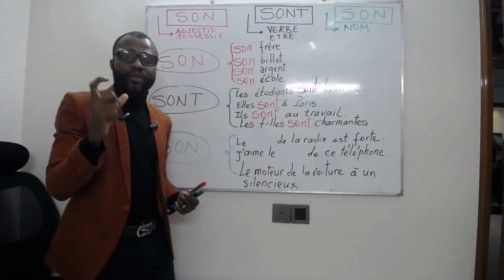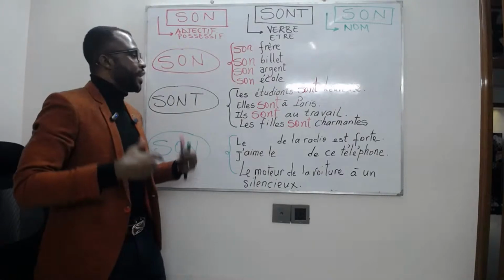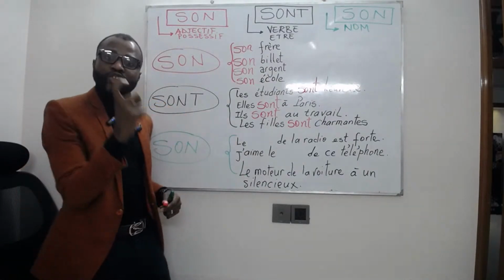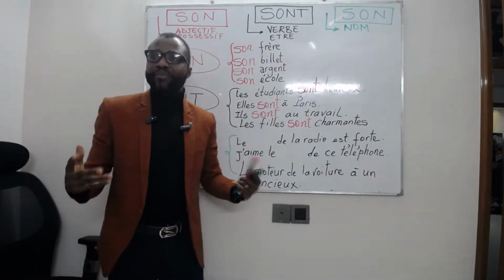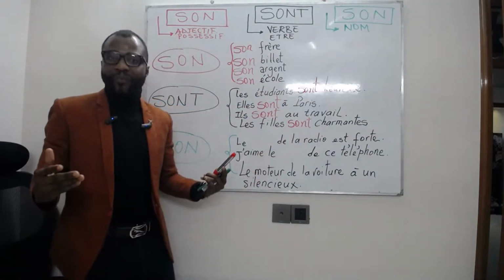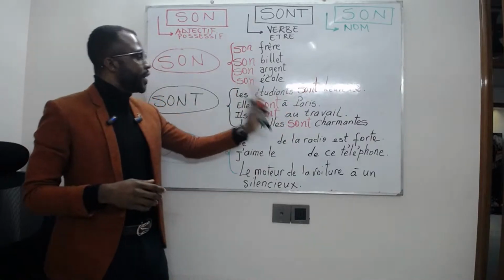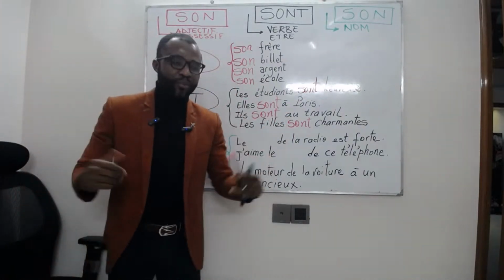So this sont is used as a verb. They are beautiful. Ils sont au travail. So this sont represents the verb. They are at work. Les étudiants sont heureux. Okay, students are happy. So you see here, our sont in this case is used as a verb.